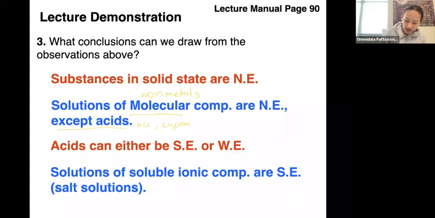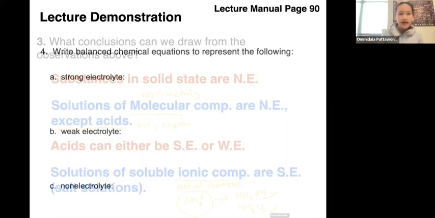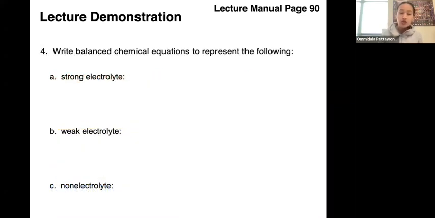Again, whenever you see an ionic compound that is soluble, it is going to be a strong electrolyte. An ionic compound is when you see metal plus non-metal. It also includes ionic compounds that contain the ammonium ion, such as ammonium hydroxide or ammonium chloride.